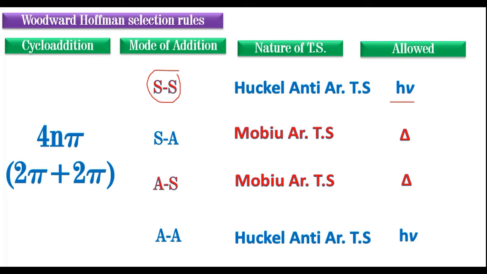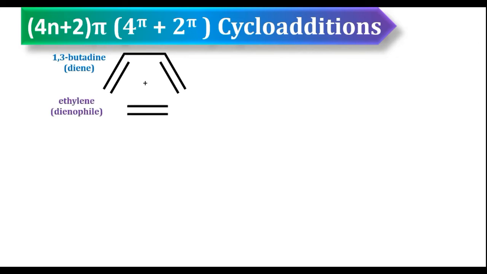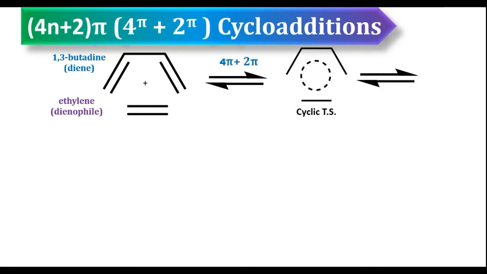Thank you friends. So the next concept is the PMO theory of 4n plus 2 pi cycloaddition. What is the best example? The Diels-Alder reaction. We are taking a diene, 1,3-butadiene, and a dienophile, which is the ethylene molecule. These two first form a cyclic transition state. This leads to the formation of a cyclic adduct. What is the product? Cyclohexene.